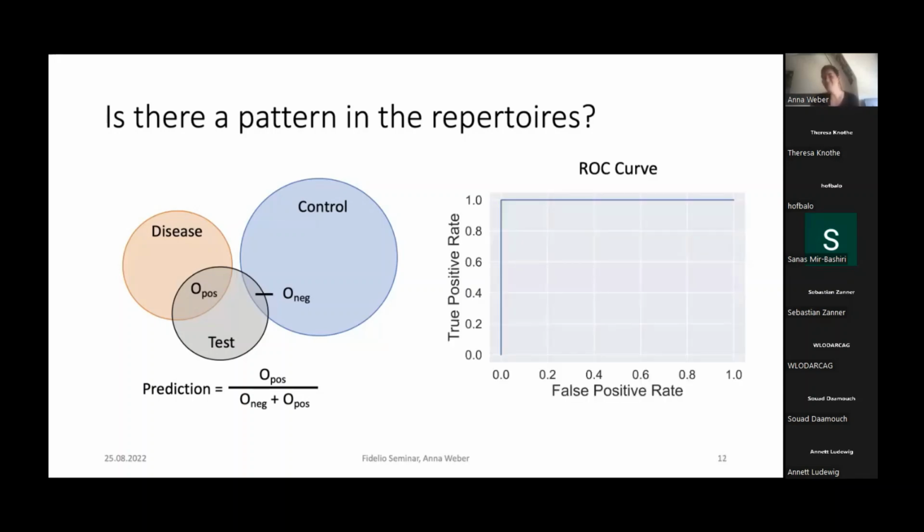And I got a perfect result. So it seems that it's really, really simple to classify the patients based on overlapping sequences. That already gave me the first hint that, okay, apparently there's quite a clear signal in these T cell receptor repertoires that this very simple model is picking up on, which was really good.